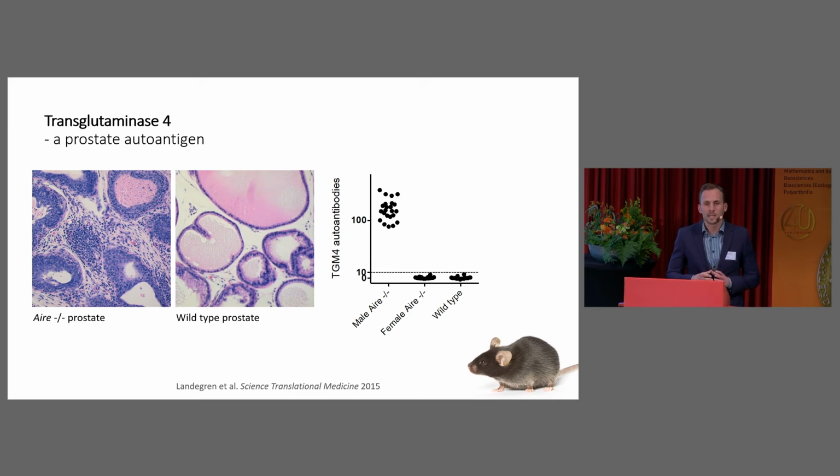So combining these studies in the patients and the mice very much told us that this could be a mechanism, prostate autoimmunity, contributing to the low fertility in male APS1 patients. So that was the first thing that was interesting for us with this finding of TGM4.